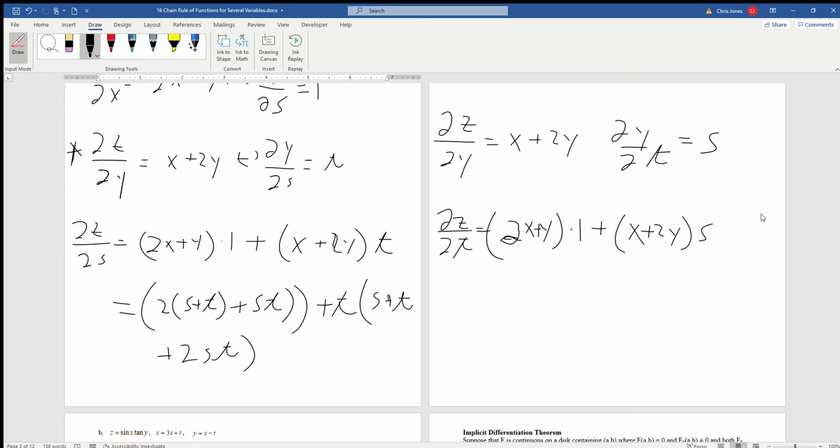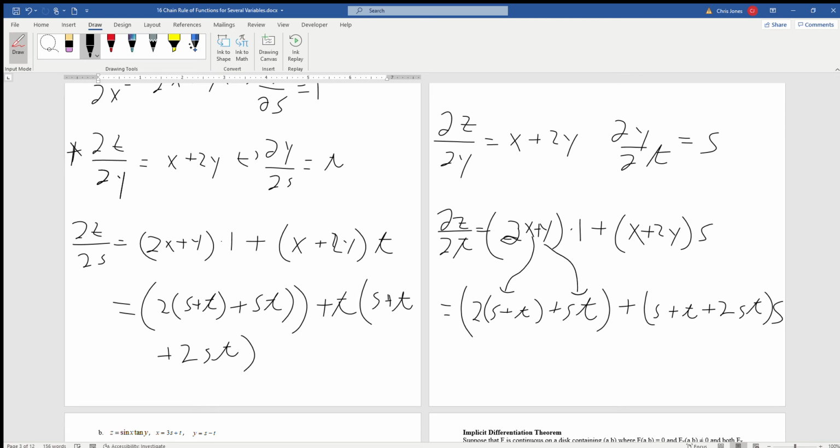And just like we did before, if we want to go ahead and write the parameterization into a single term, or into our s and t, and get rid of the x and the y, we can write this as 2 quantity s plus t plus st plus s plus t plus 2st times s. And again, all I did was I just substituted for x, for y, for x, for y. Right? Again, we could distribute if we wanted to and collect like terms.